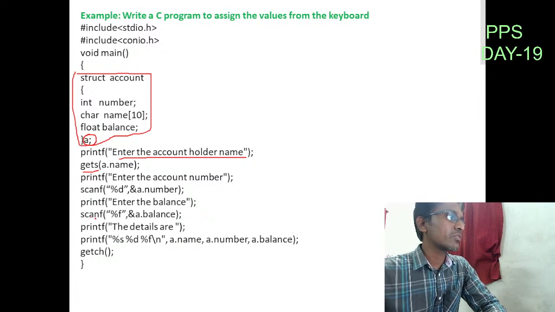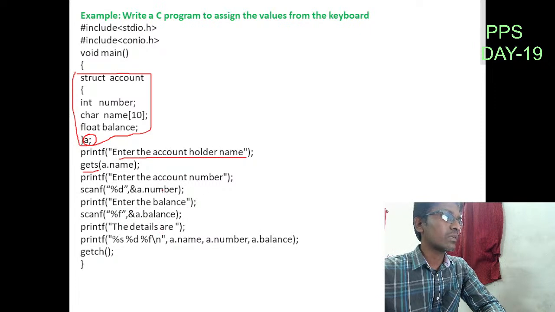And similarly I am going to use it again for entering the balance of the account. So I am going to use the scanf function, followed by the float data type and the address of a dot balance. After that, I am going to display the details: what is the account number, what is the account name, and what is the balance I read from the keyboard. The same thing I want to display on the screen with the help of the structure variable, followed by the dot operator and the structure member.